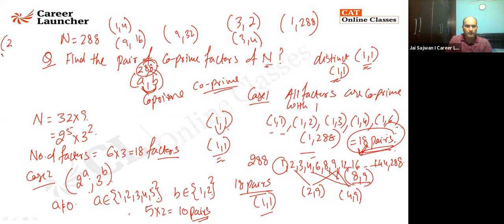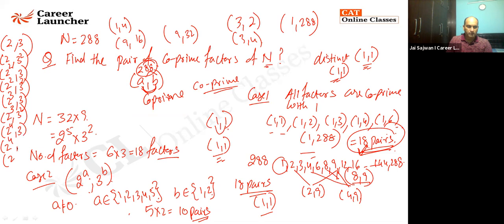If you want, I can form them. With 2, I can take 3, I can take 3 square. With 2 square, I can take 3, I can take 3 square. With 2 cube, I can take 3, I can take 3 square. 2 to the power 4, I can take 3, I can take 3 square. 2 to the power 5, I can take 3, I can take 3 square. So how many pairs are these? These are 10 pairs. You already got 18 pairs earlier and 10 more pairs are coming there.